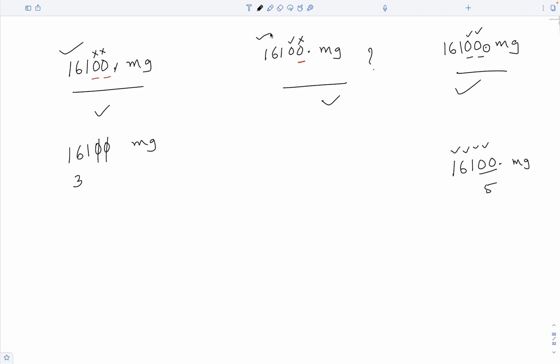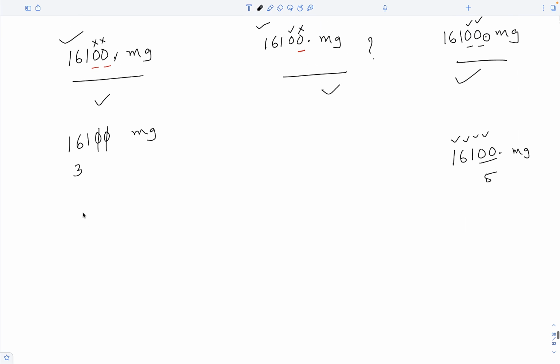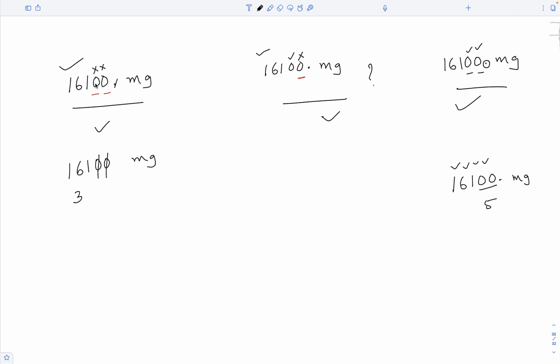That is why some textbooks follow a slightly different convention. That is, they put a dot or a bar on the last significant digit of the measurement. So in this case, they will write it as 16100 with a dot or bar on this one. So this means this is the last significant digit in this measurement, and any digit after that is not significant.